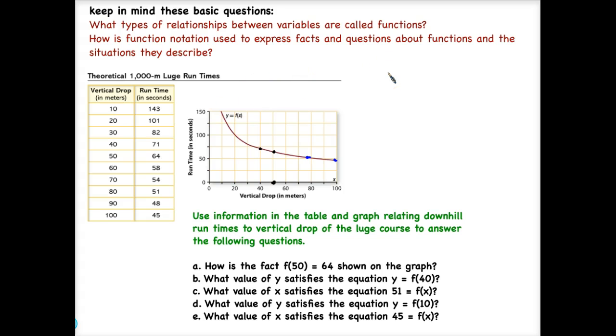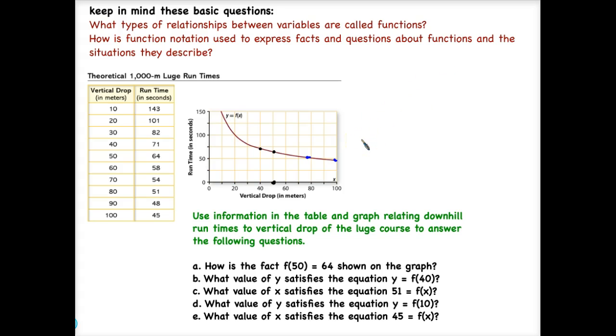Let's start this lesson. When we start, also keep in mind these basic questions. What types of relationships between variables are called functions? And how is function notation used to express facts and questions about functions and the situations they describe?